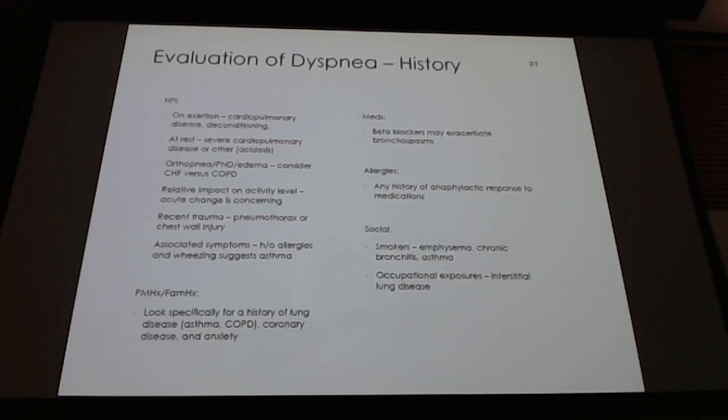Medications, obviously we talked about beta blockers. Beta blockers can be one of the medications that can cause bronchospasms. Also, making sure that they're on their medications. So they say they have asthma, but they're not taking any medications, right? Allergies, and then obviously, do they smoke? That's huge. We'll talk about occupational lung disease.